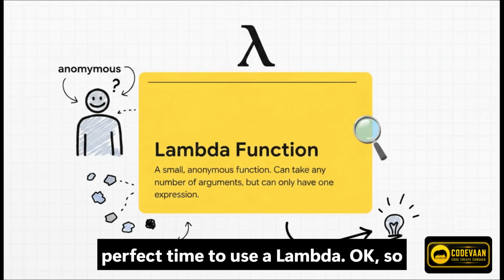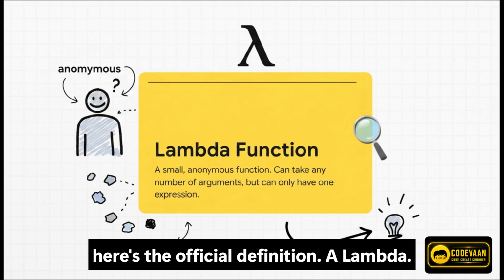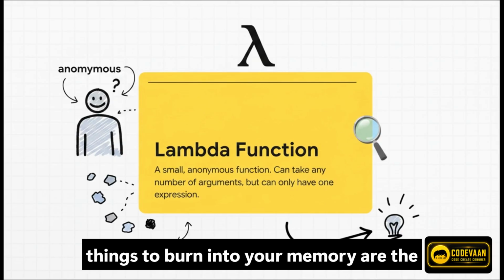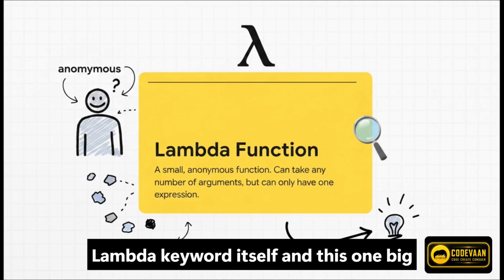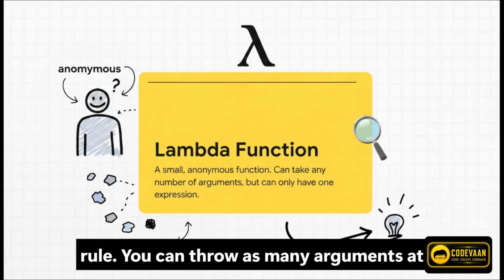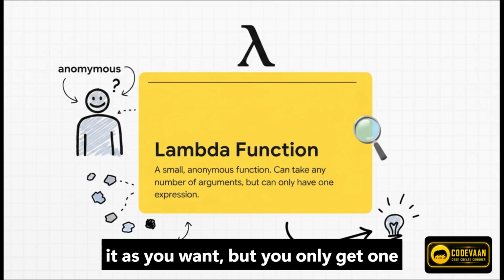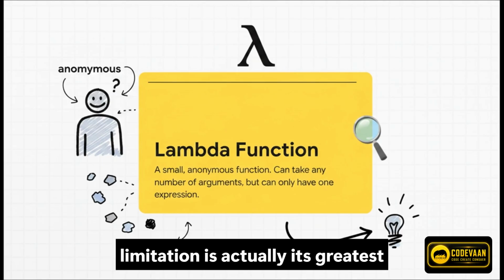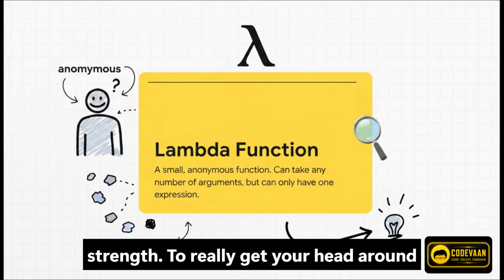Okay, so here's the official definition. A lambda is a small anonymous function. The key things to burn into your memory are the lambda keyword itself and this one big rule. You can throw as many arguments at it as you want, but you only get one single expression. And as we'll see, that limitation is actually its greatest strength.